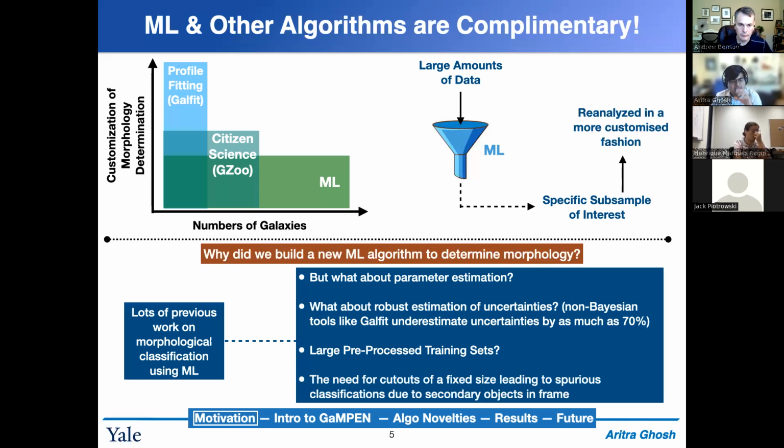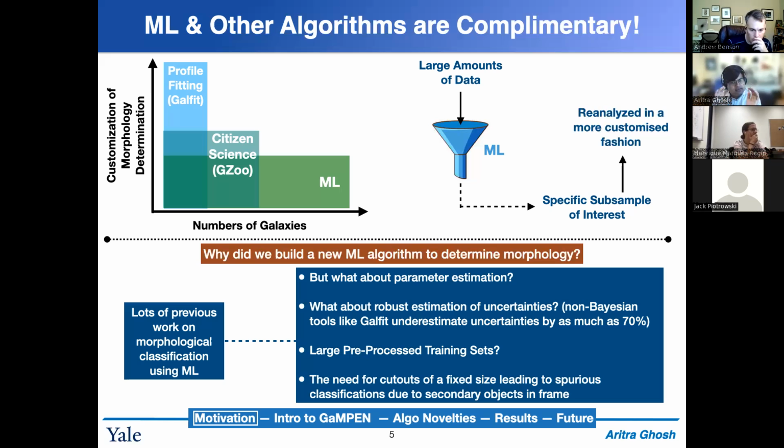And the last being the need for fixed cutouts. So essentially, an issue with most machine learning algorithms is that they need image cutouts of a fixed size. And what that often leads to is that if you have a wide range of galaxies with a range of magnitudes and masses, then for the smaller galaxies, you will often have secondary objects present in the cutout, and that often leads to spurious classifications. And I would argue all these points, and especially the first 2 points, are extremely important for deriving robust scaling relations and tests of theoretical models using morphology. That you need parameter estimations, and you need robust uncertainties.